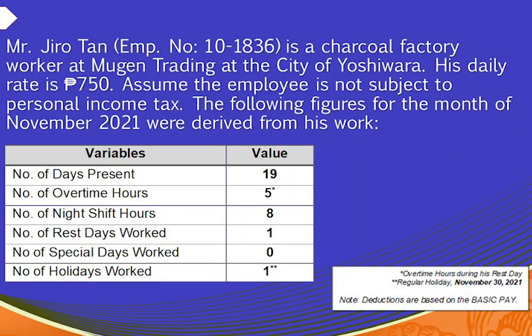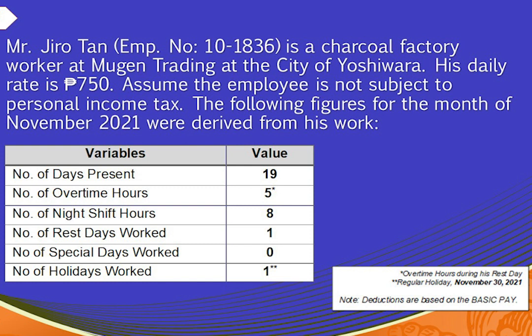Mr. Jiro Tan, employee number 10-1836, is a charcoal factory worker at Mugen Trading at the city of Yoshiwara. His daily rate is 750 pesos. Assume that the employee is not subject to personal income tax. The following figures for the month of November 2021 were derived from his work. Number of days present, 19. Number of overtime hours, 5. This was during his rest day.